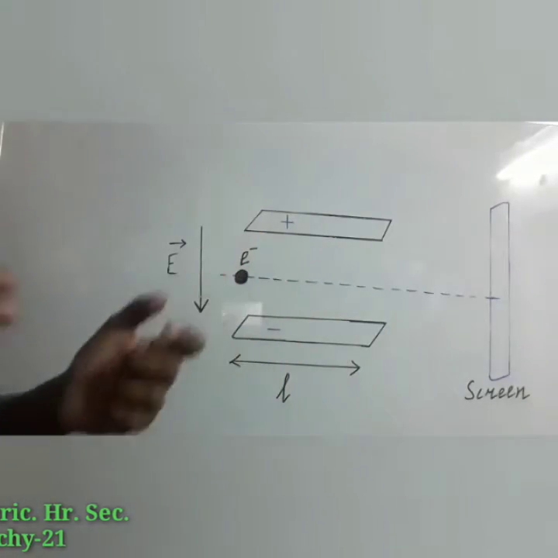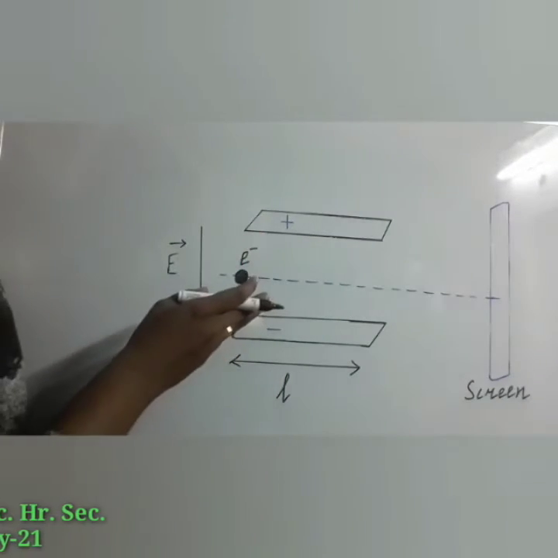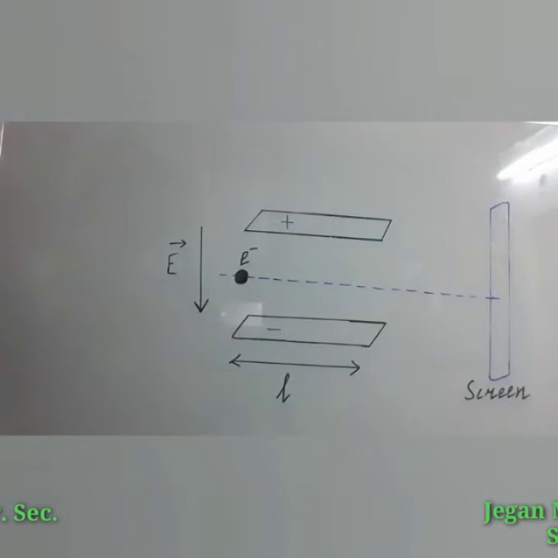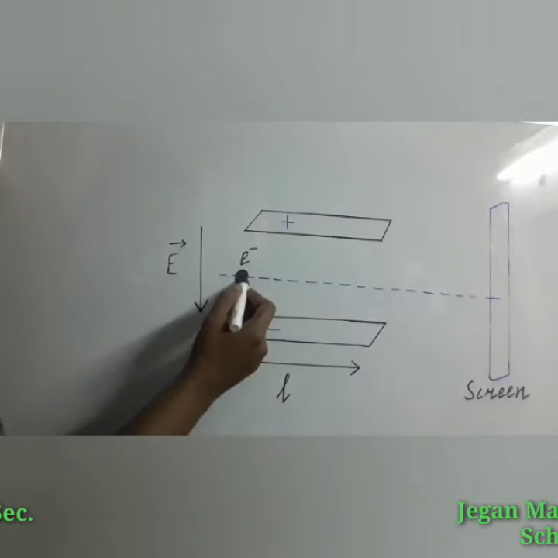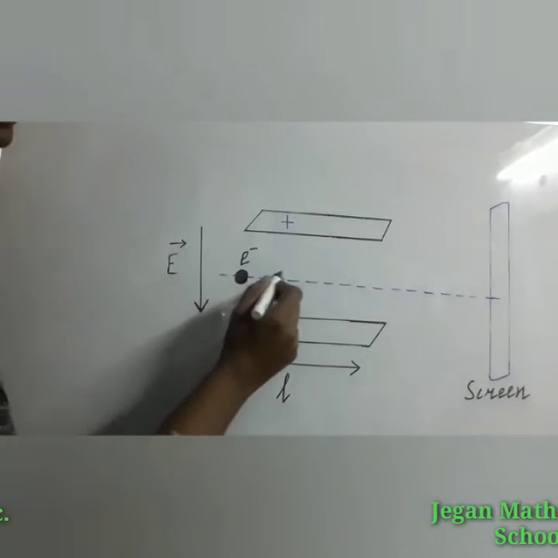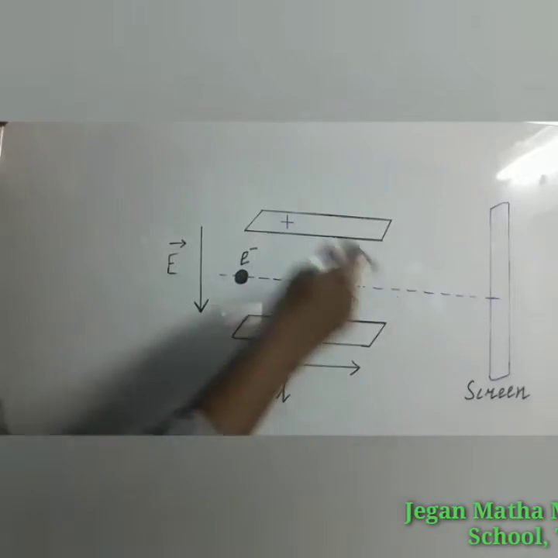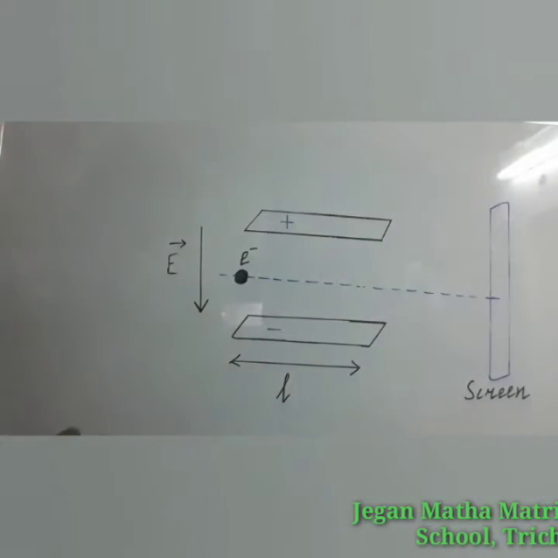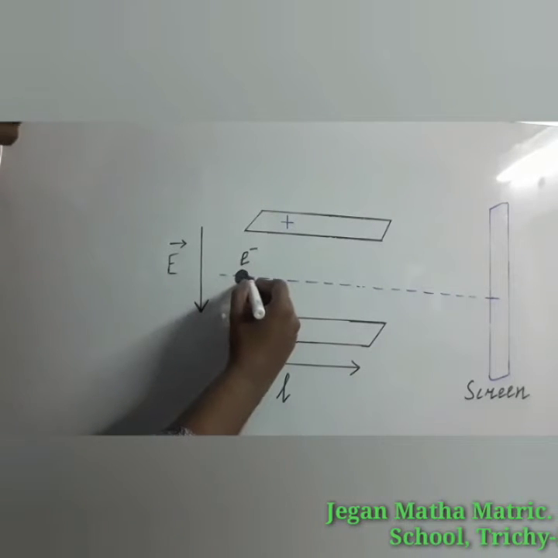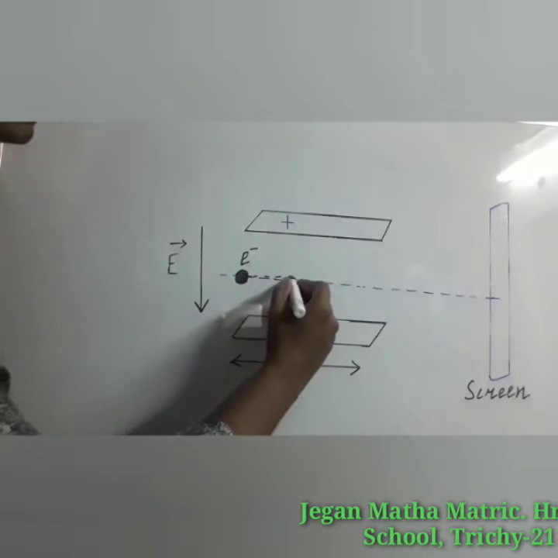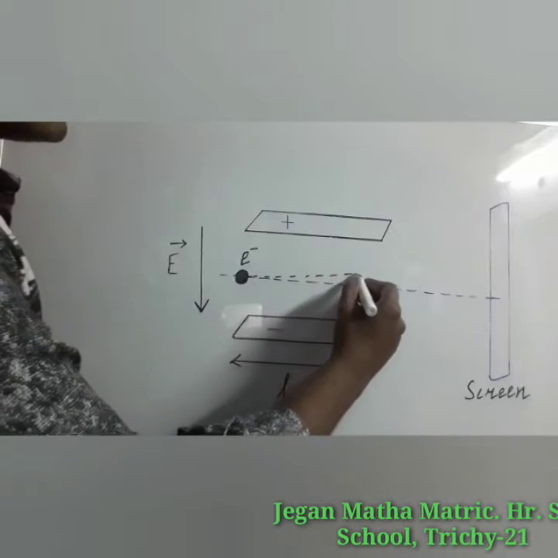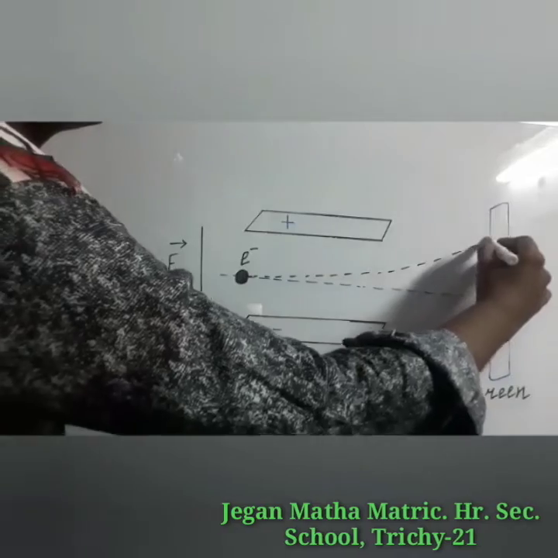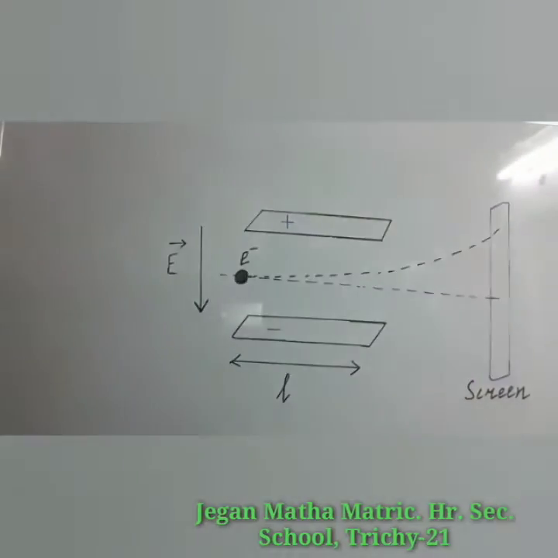Already we know that if a charged particle is moving inside the electric field, it will experience a force. So here the electron is moving inside the electric field, and it will experience the force. Due to the force given by this electric field, it will be deviated from its path. It is attracted towards the positive side, and it falls on the new position.